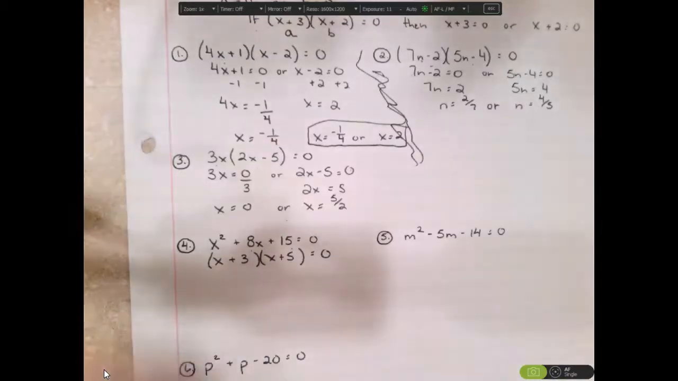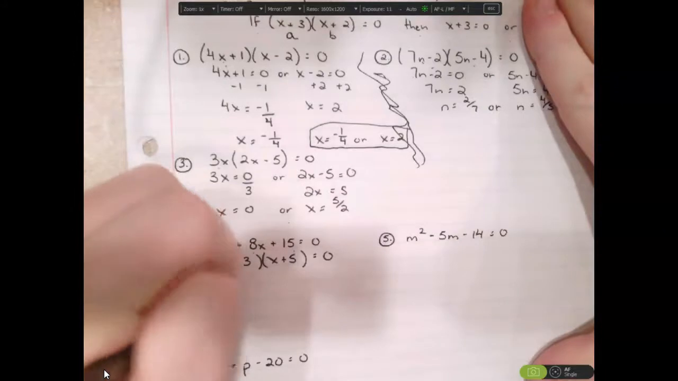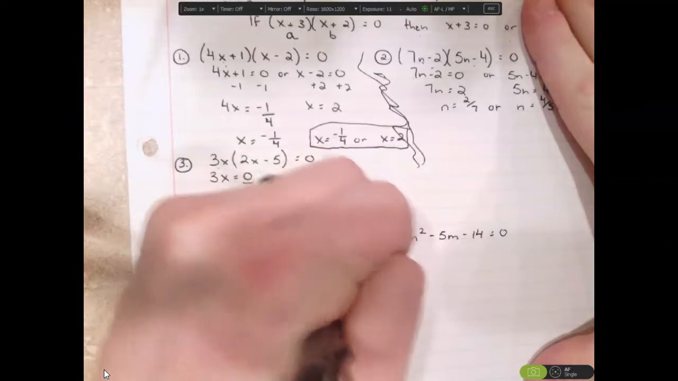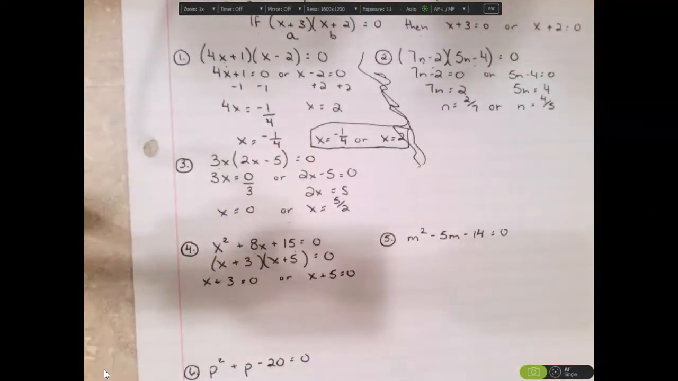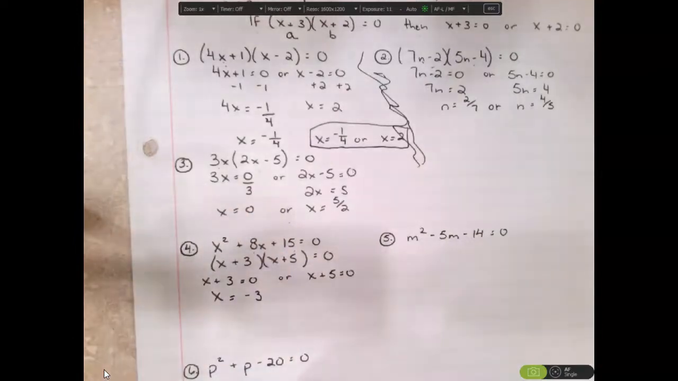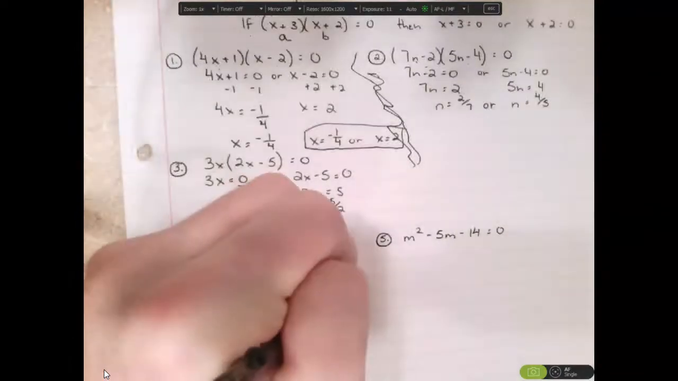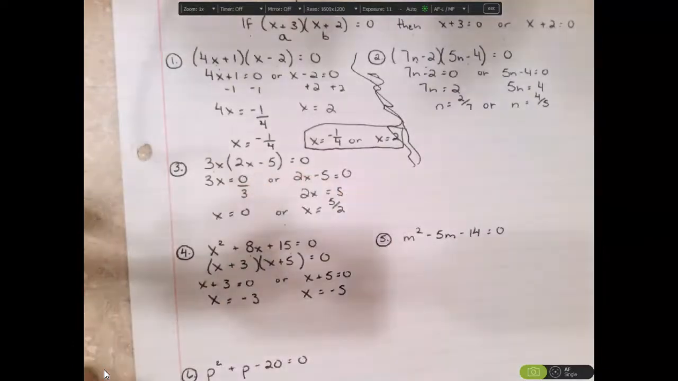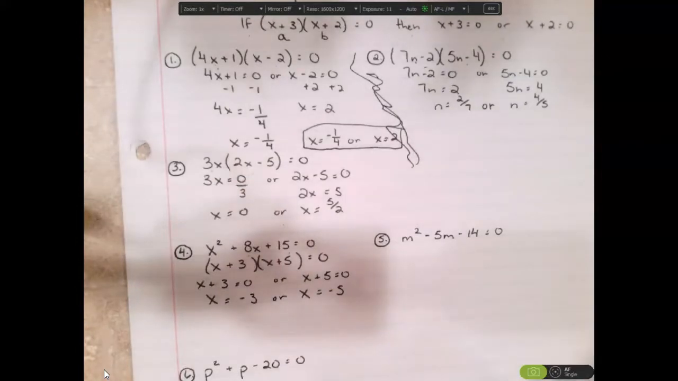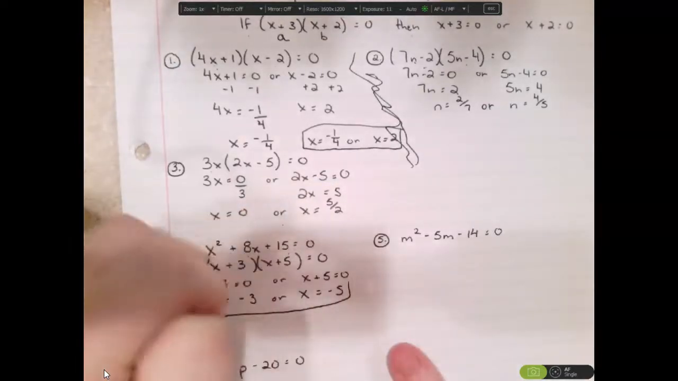I can go through now, and I'm going to set both of my a and b to 0. So x plus 3 equals 0, or x plus 5 equals 0. Go through and solve. On the left, I need to subtract, so I'm going to have x equals negative 3. And on the right, I'm going to have x equals negative 5. So my final answer is the solutions are negative 3 or negative 5. These would be my two solutions here.